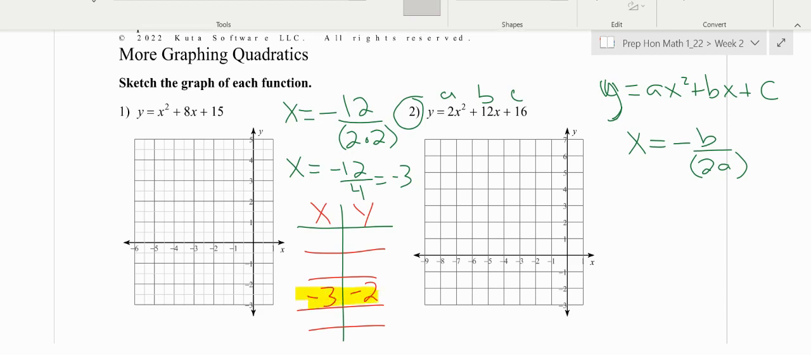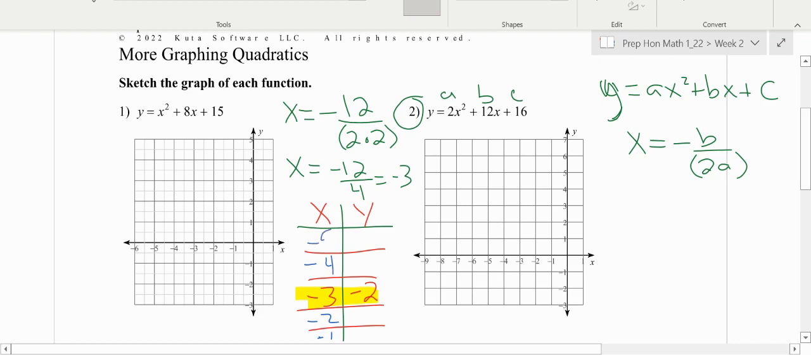I'm now going to pick values above and below. So I got negative 2, I got negative 1, I got negative 4, I got negative 5. At negative 5, I see it's a 6. At negative 4, I see it's a 0. And we know we're in a good place because we're seeing it reflect.